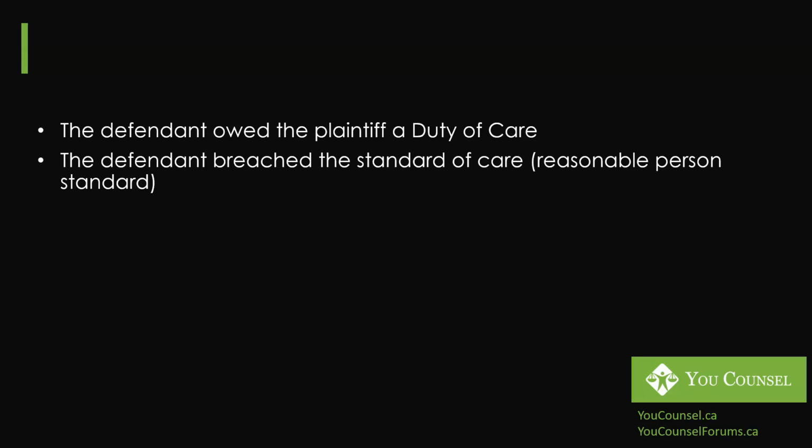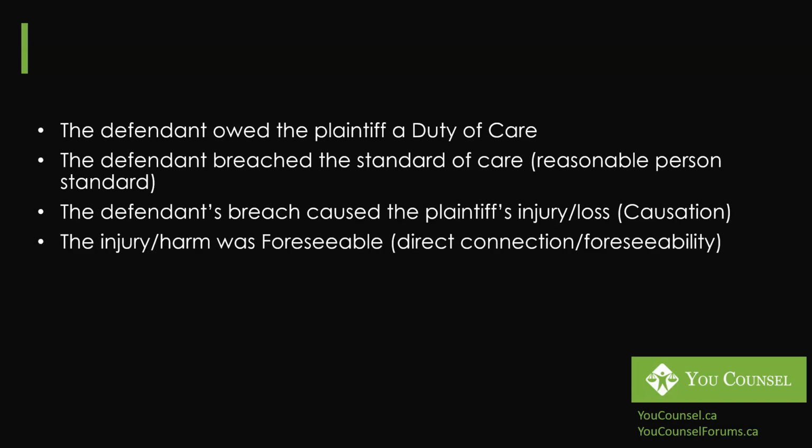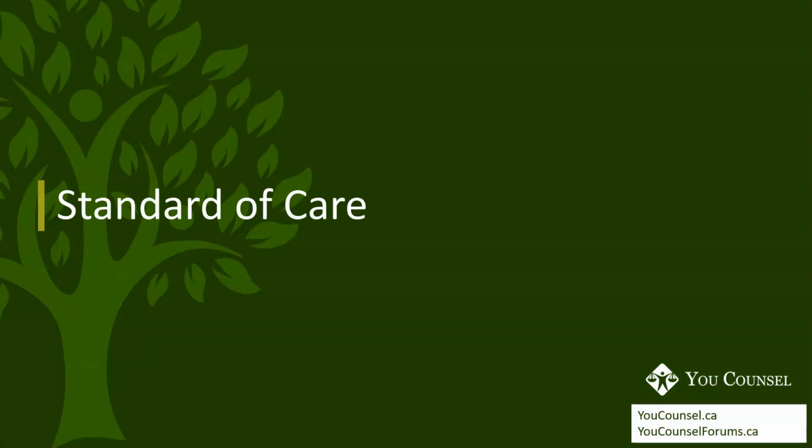The second element is whether the defendant breached the standard of care, and the standard of care is a reasonable person standard. We'll talk about that today. And whether the defendant's breach caused the plaintiff's injury or loss, which is causation, the injury or harm, whether that was foreseeable or not. And then finally, did the plaintiff actually suffer harm or loss? So let's go over these one by one.